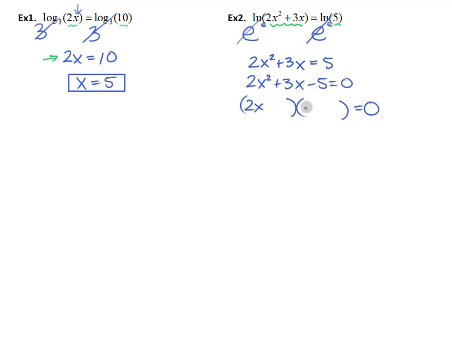To get to 2x squared, we can do 2x and x. And to fill in my middle blanks here, they're going to be opposite signs. I think the bigger number needs to be multiplied by x, and probably the smaller number multiplied by 2x, or the negative number here. So let's go with positive 5 and negative 1. That sounds better.